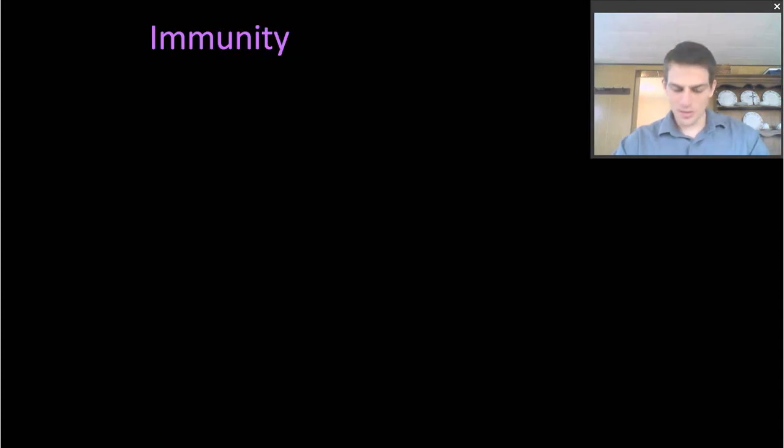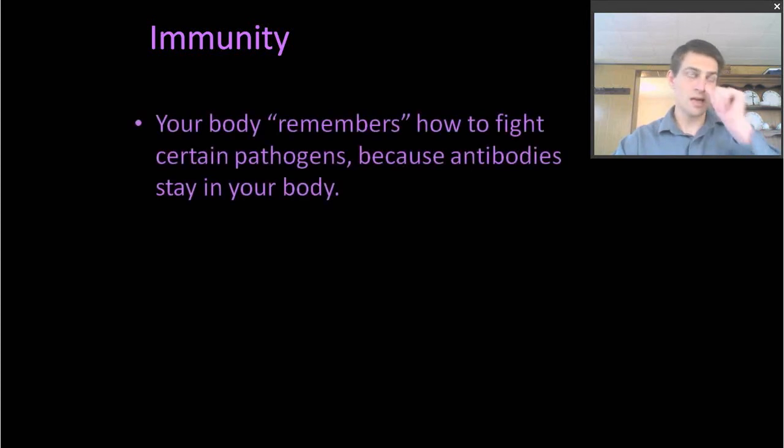Okay, so let's talk about immunity here for a little bit. When you have those antibodies in your system, your body remembers how to fight that very specific type of germ, and then you can fight it again.